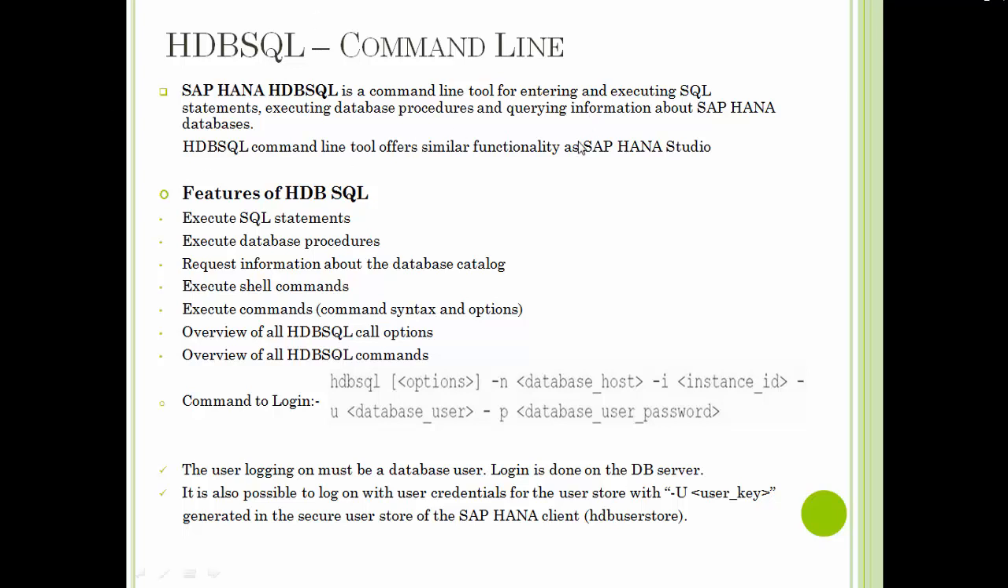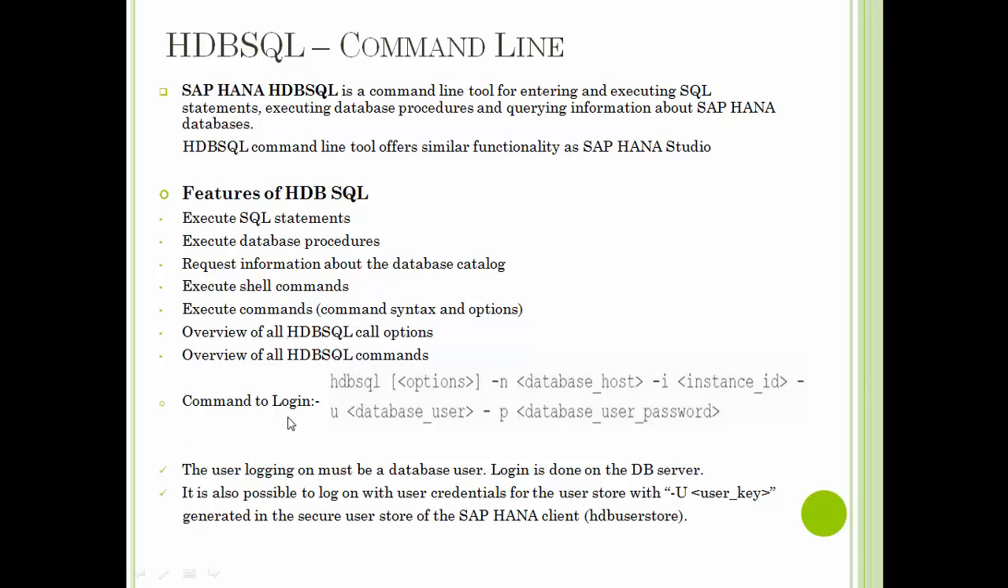So with respect to HDB SQL, it's a command line tool for entering and executing SQL statements, executing database procedures, and querying information about SAP HANA databases. And the features that it offers are: execute SQL statements, execute database procedures, request information about the database catalog, execute shell commands, execute commands, and you can see the overview of HDB SQL call options with the help option there.